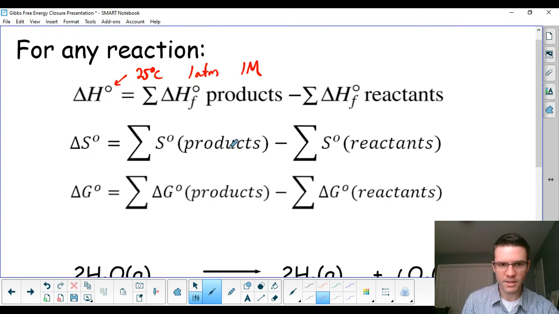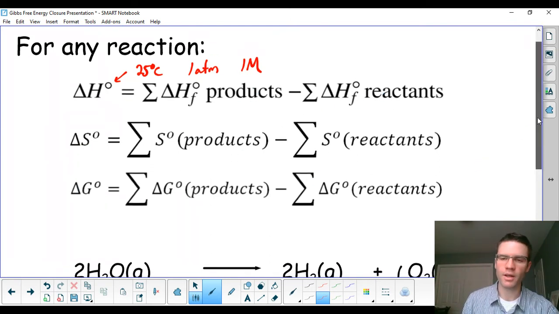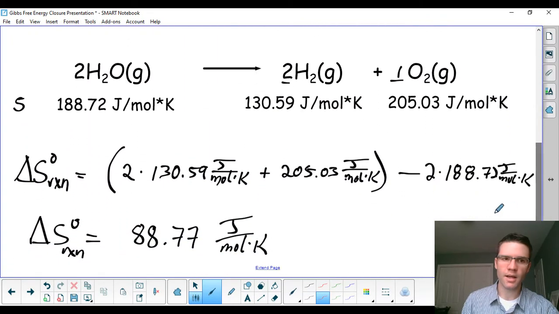And so if we want to calculate the change in heat, we do sum of products minus reactants. Change in entropy, same equation. Gibbs free energy, same equation. And we did this in class. If you're given the S values, the entropy values for a chemical reaction, you can do sum of the products minus sum of the reactants.